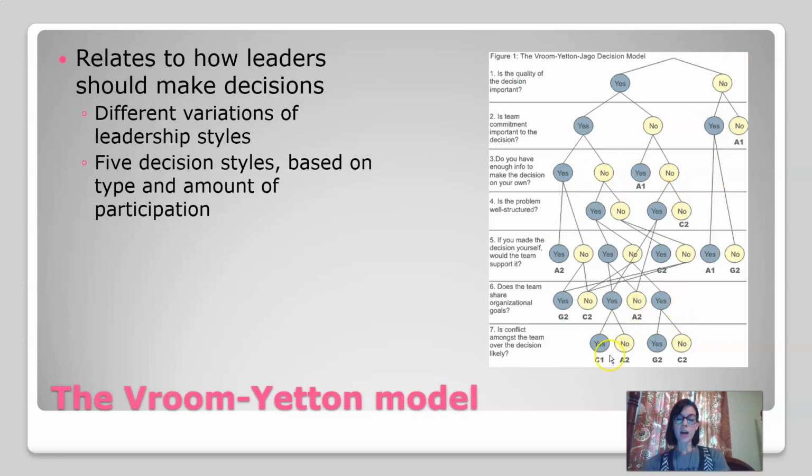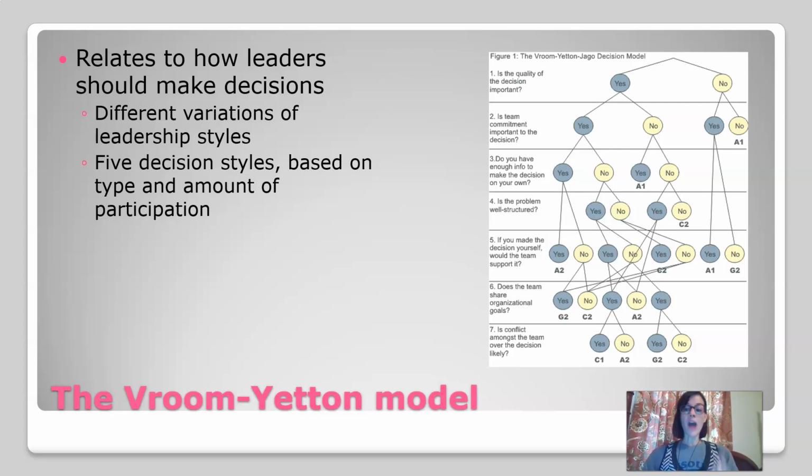We also have consultative. So we have consultative type 1 and consultative type 2. So for example, let's say that the quality of the decision is important, team commitment is important as well. The problem is well structured. If you made the decision yourself, would the team support it? Does the team share organizational goals? That would be a consultative type 1. Consultative type 1 is when the leader shares the problem with relevant followers, and the leader actually does this on an individual basis with those subordinates, and then makes the decision.